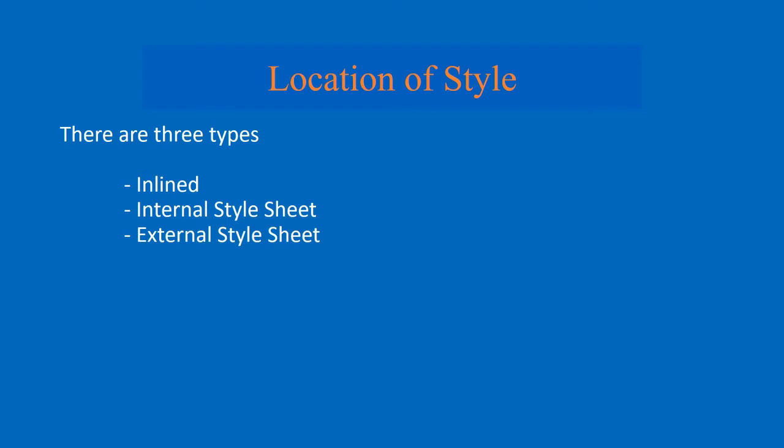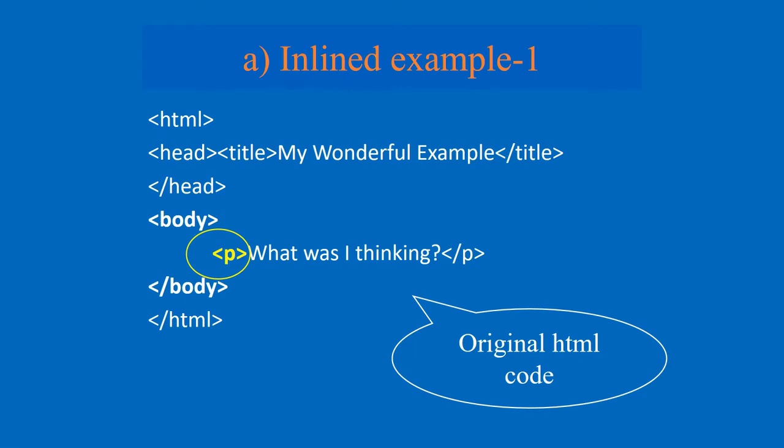First one is called inline CSS, another is called internal style sheets, also called document type style sheets, and the third one is external style sheets. So one by one we'll see all of these. First one is the inline style sheet.